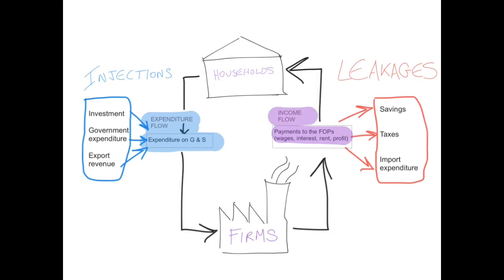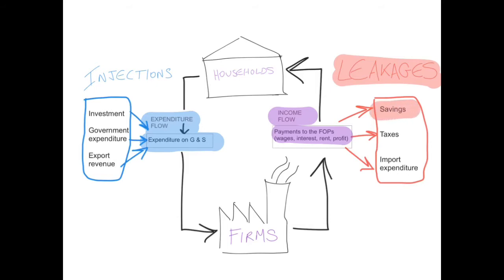Now, let's begin to add the other sectors: the government, the foreign sector, and the financial markets. So firstly, households don't always spend everything they earn. Some of this money leaks out of the circular flow, or the income flow, in the form of savings.